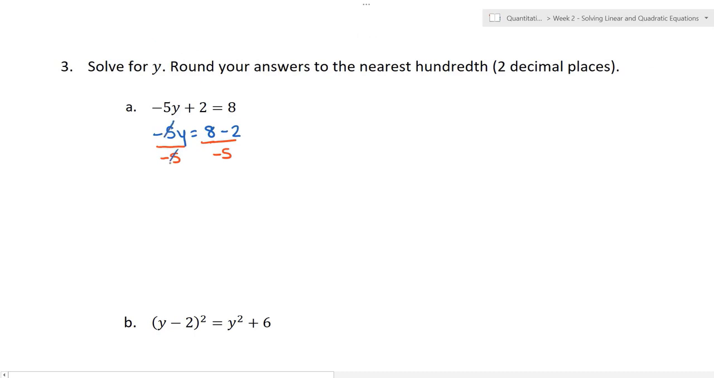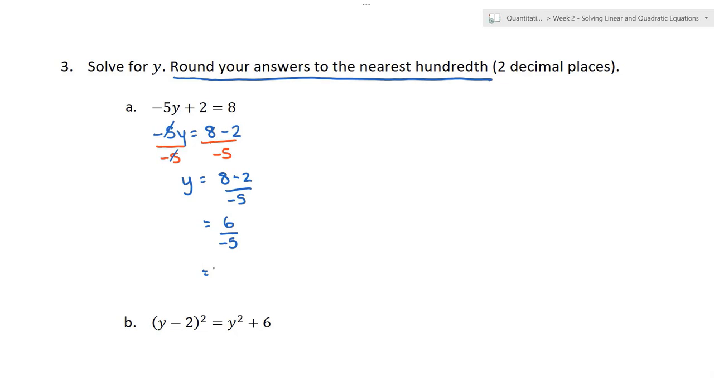So the negative 5's disappear, and I'm left with y equals 8 minus 2 over negative 5. Let's simplify that. 8 minus 2 is 6, and 6 divided by negative 5. Now, because the question asked me to round my answer to the nearest hundredth, I need to actually type this into my calculator to get my answer. So I'm typing in 6 divided by negative 5 on my calculator, and I get negative 1.2. It wanted it rounded to the nearest hundredth, so it wanted 2 decimal places, so I could just add that extra decimal, which is a 0 at the end. And that's all.